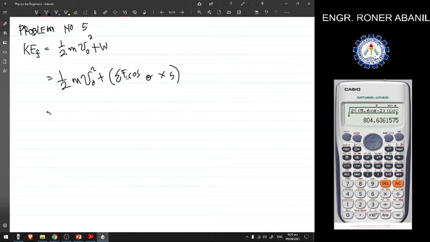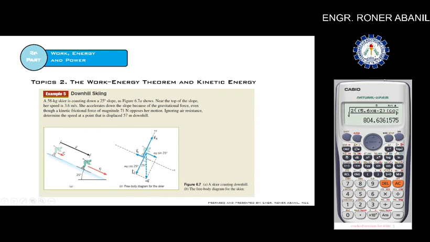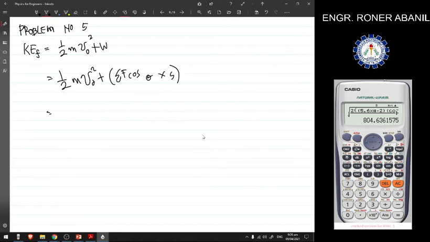Tapos, itong summation of F na to, galing dun sa figure, yung force, no? Tingnan natin ulit yung figure. Ayun, no? mg cosine. Yung force, mg cosine 25. Okay? Tapos bawasan na natin siya ng F. Okay, yung summation forces kasi, dalawa lang naman to, di ba?